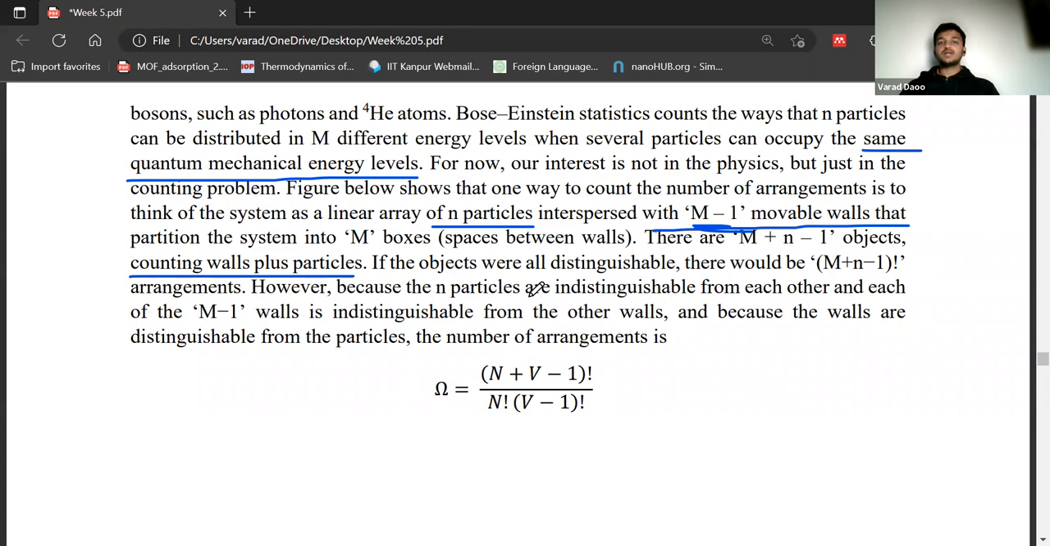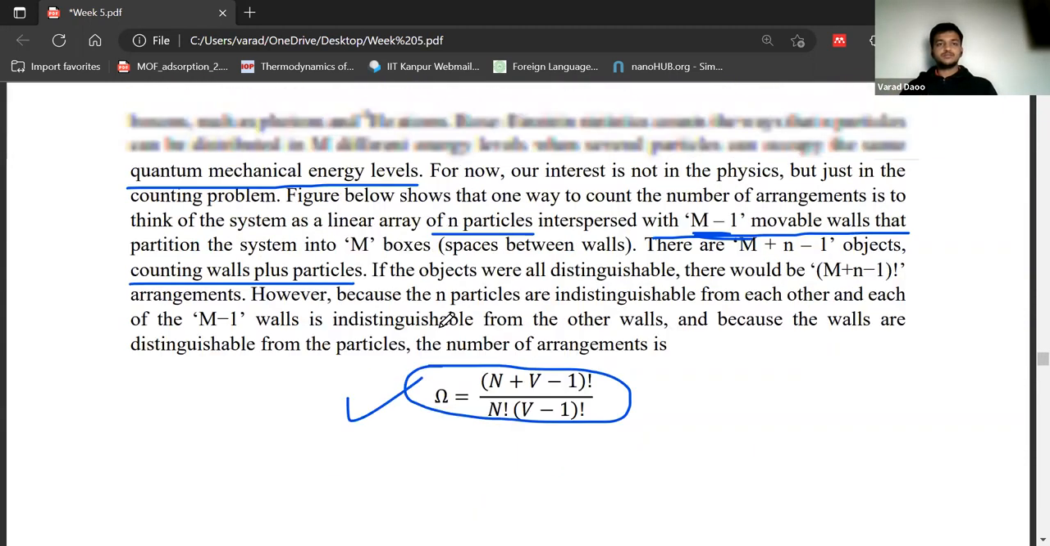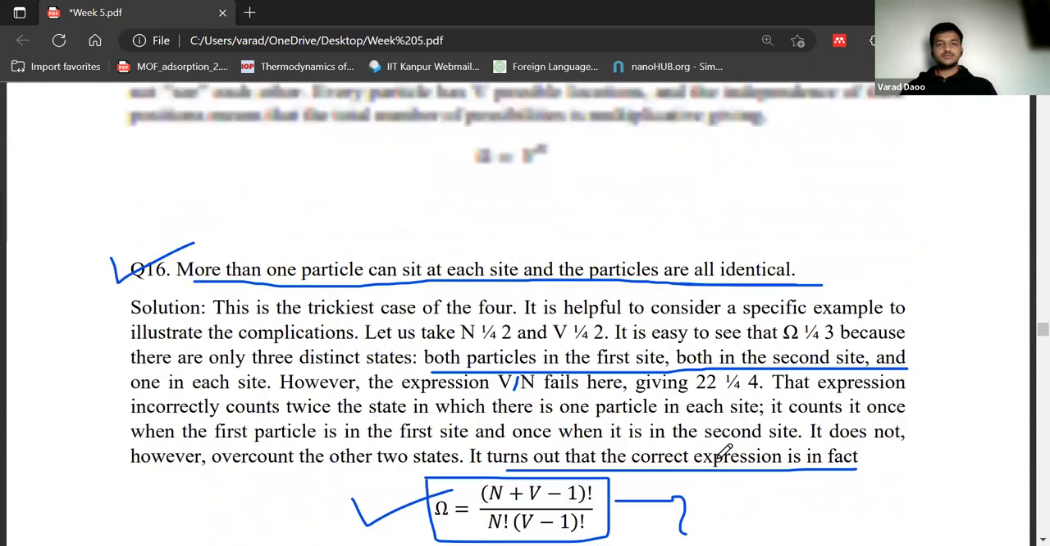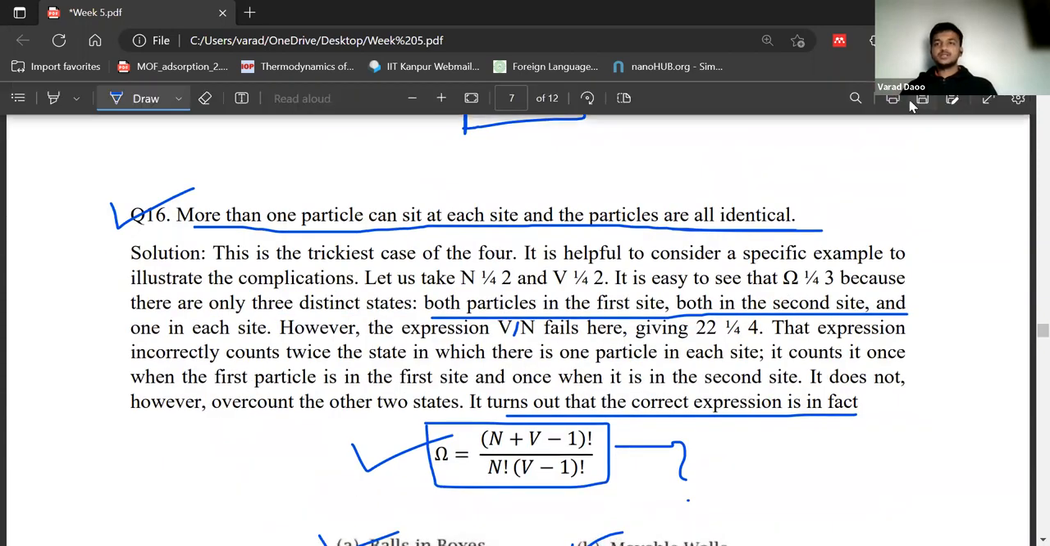However, because the n particles are indistinguishable from each other and the m - 1 walls are also indistinguishable from each other, we can write (n + b - 1)! as the total number of ways, divided by n! because the n balls are identical, and divided by (b - 1)! because the b - 1 walls are also identical. Here b can be replaced with m also, giving rise to this. So the correct answer is this one. If you have any doubt, you can ask.